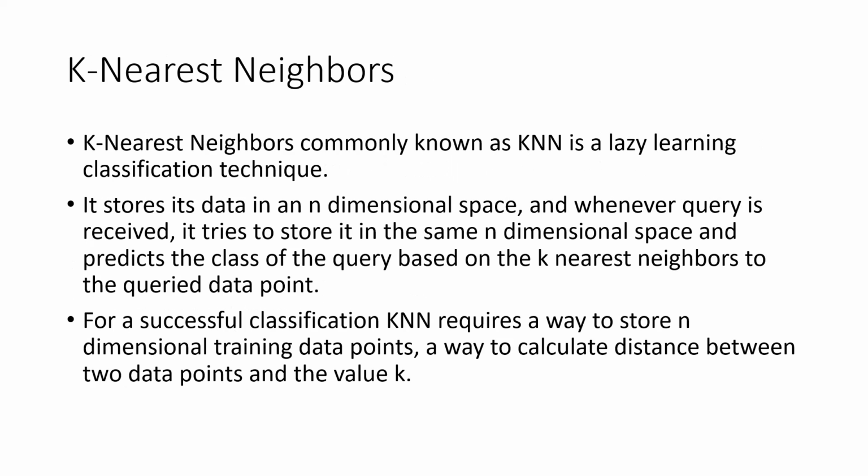K nearest neighbor is one of the easiest algorithms to learn. It's a lazy learning technique. What it does is it just stores the data points in an n-dimensional grid, and whenever a test data point appears, it takes the k nearest neighbors of the data point, and we get the mean of those data, and the mean is thrown out as our prediction.